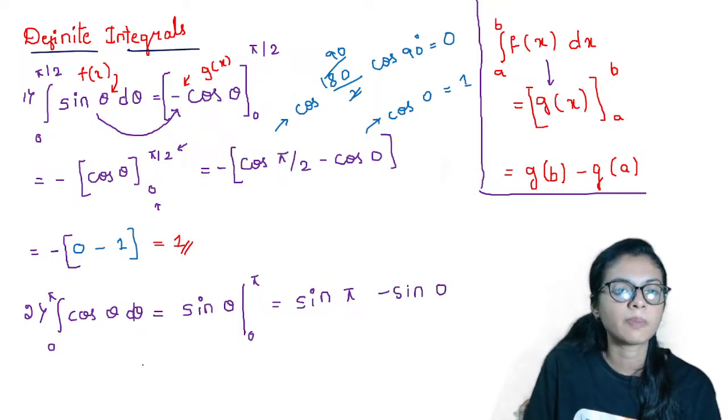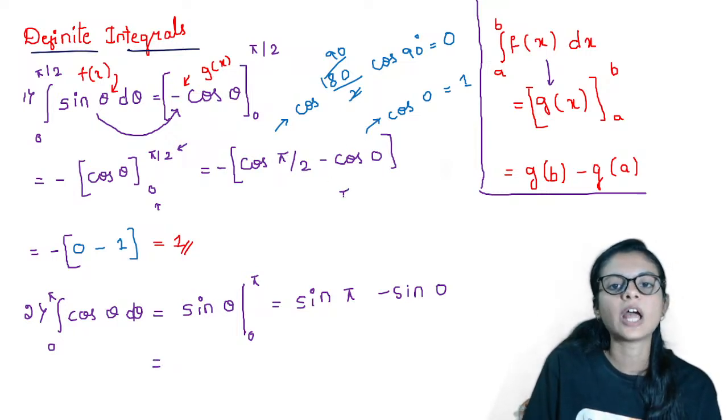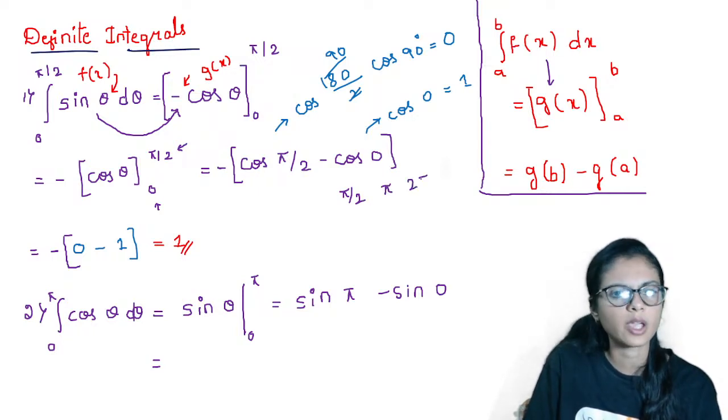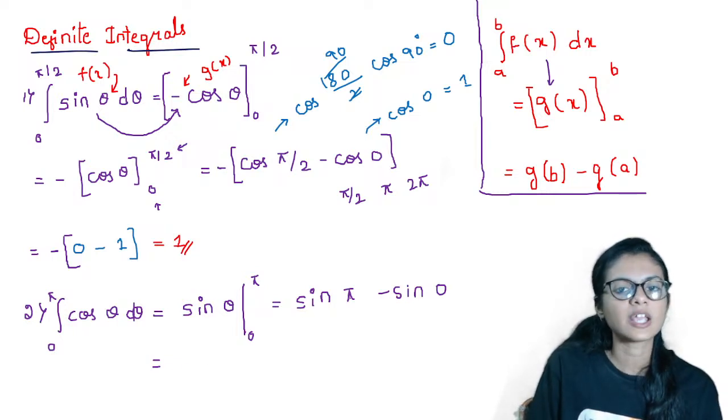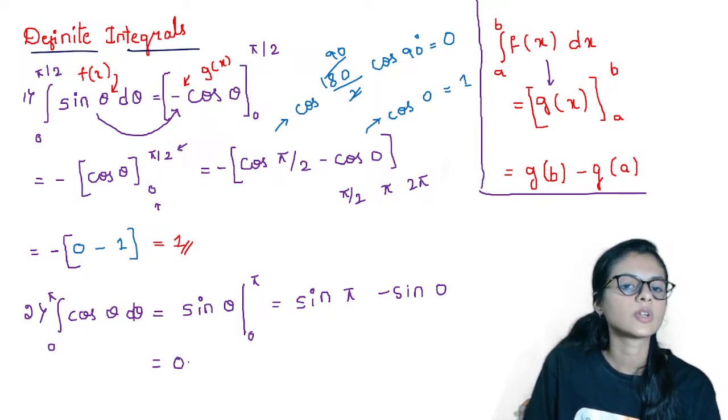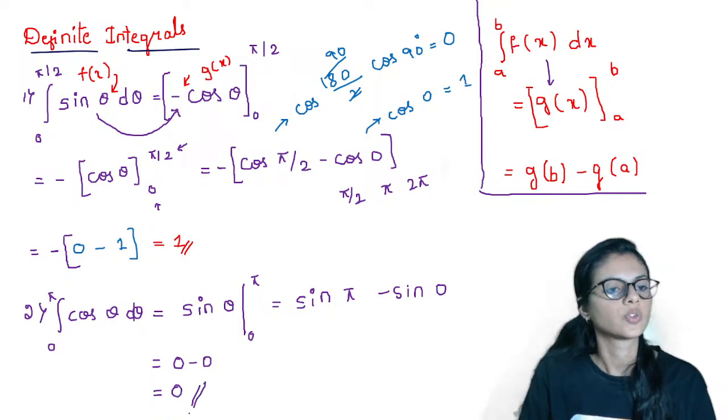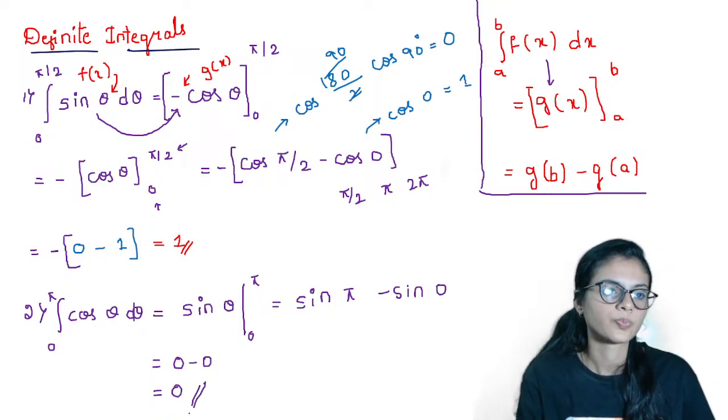What's the value of sine pi? Yes, you should know that too. Not only up to 90, you should know what the values will be up to pi, 2 pi. You should know these values also. So sine pi will be 0 and sine 0 is 0. We already know that. So what's the answer? It is 0. So the answer is 0.